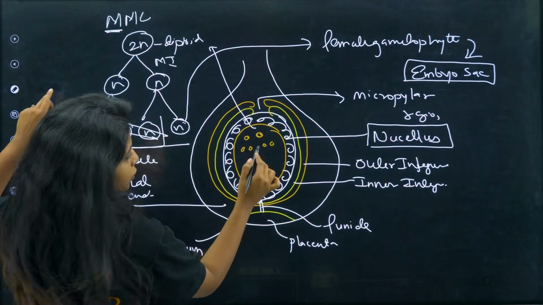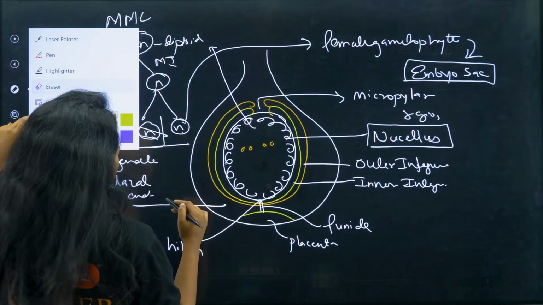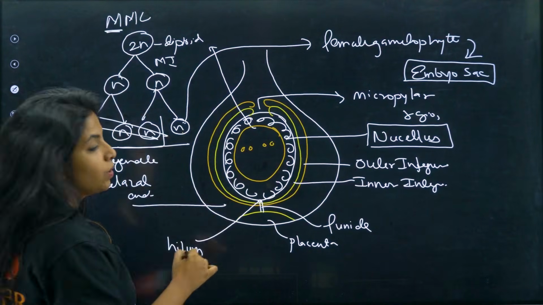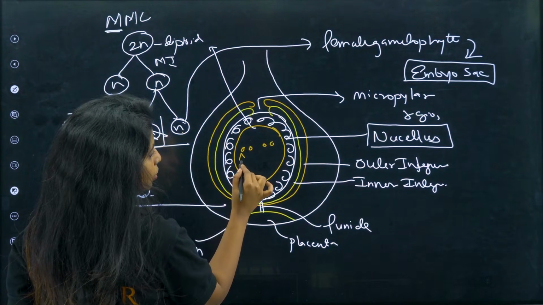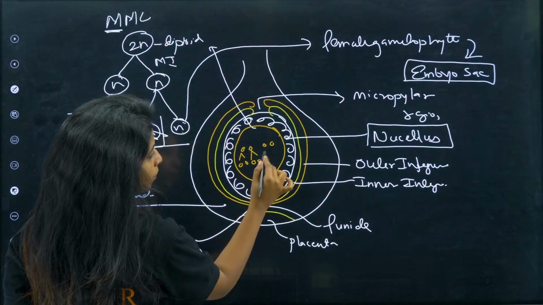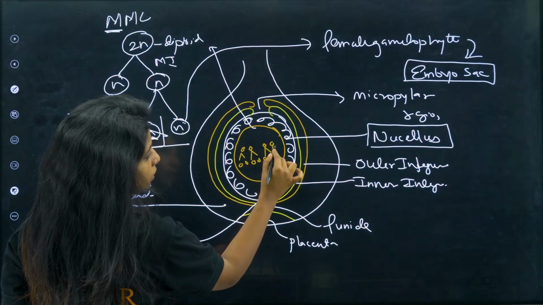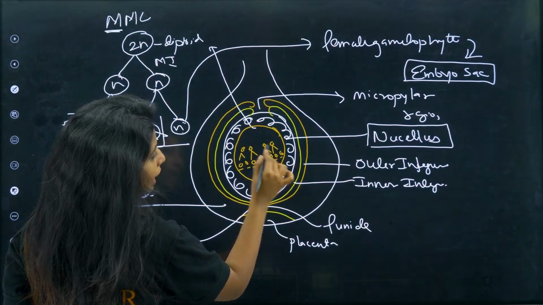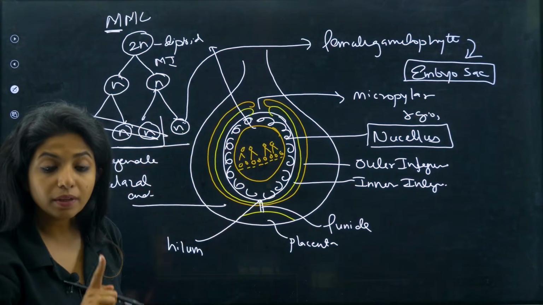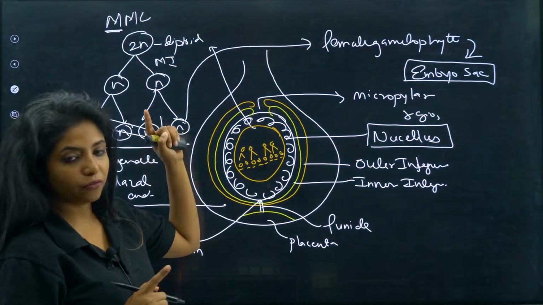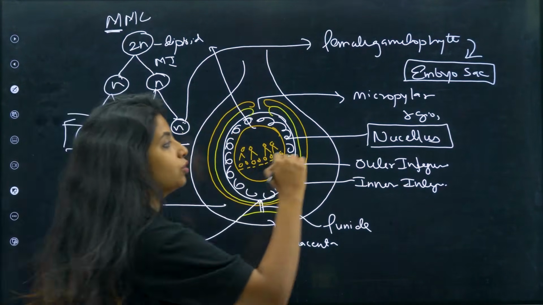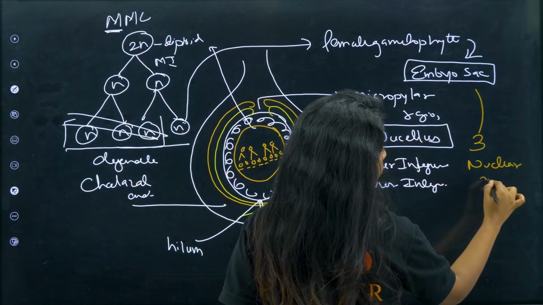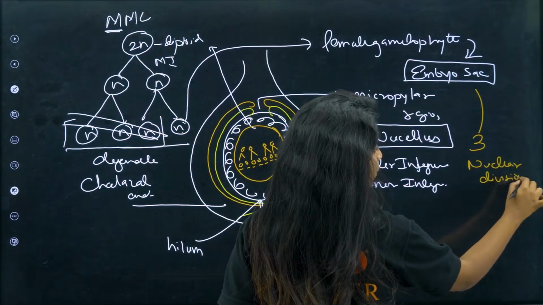So I am removing the older one. One more nuclear division is going to happen. This will divide into 2, this will also divide into 2, this will also divide into 2, and this will also divide into 2. 1, 2, 3, 4, 5, 6, 7, 8 nuclei are formed. How many nuclear divisions are happening? First, 2 and 3. So 3 nuclear divisions happen in the embryo sac, my dear children.